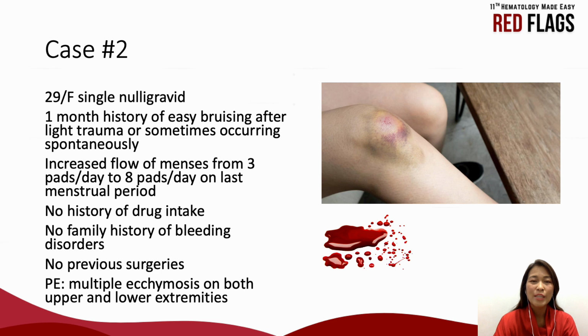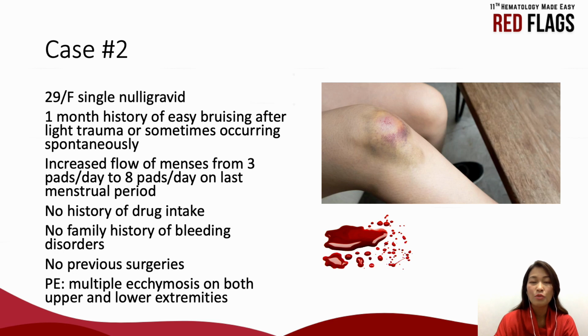Let's go to case number 2. This is a 29-year-old female, single, nulligravid, with a 1-month history of easy bruising after light trauma, or sometimes occurring spontaneously. Upon eliciting the menstrual history, she had an increased flow of menses from her usual 3 pads per day to 8 pads per day during her last menstrual period. She denies drug intake as well as any family history of bleeding problems. She had no prior surgeries or dental procedures.